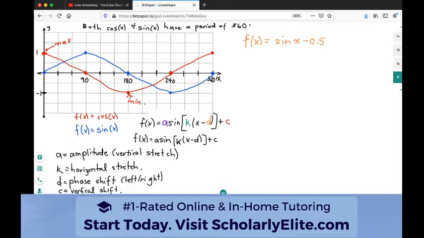Okay, so that means everything in my sine graph is getting shifted downwards by 0.5, but the shape has stayed exactly the same because there's been no vertical stretch, there's been no horizontal stretch, nothing like that. So I'm going to show you guys how that's going to look. If I go everything down by 0.5, that means that this is going to be lowered by 0.5, this is going to be lowered by 0.5, and so on. Okay, so let's draw that out.